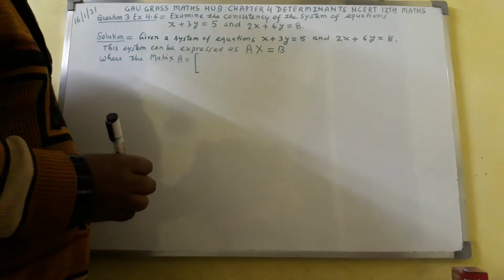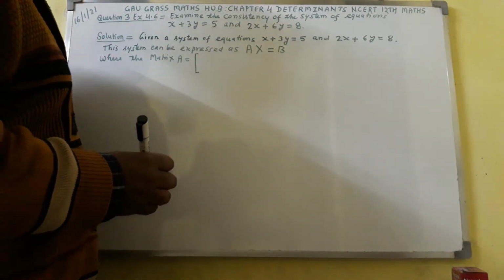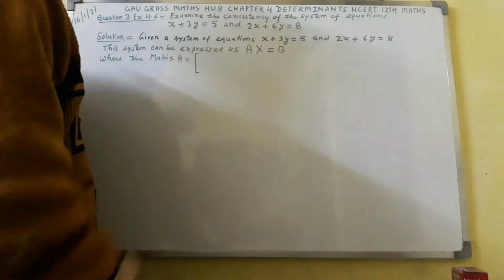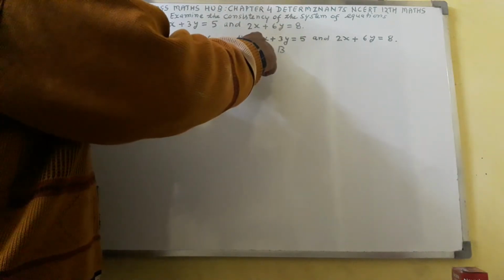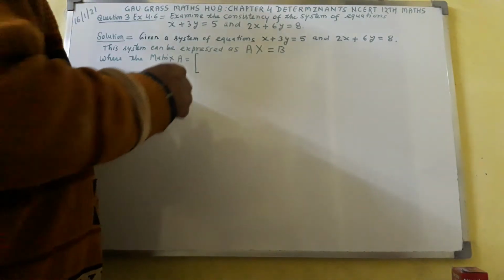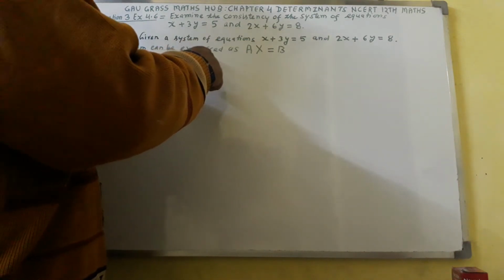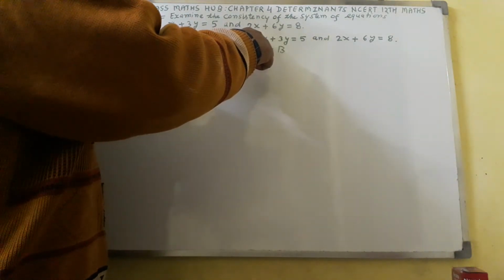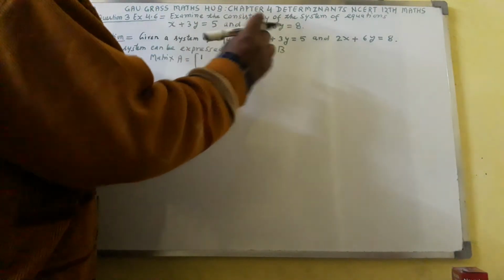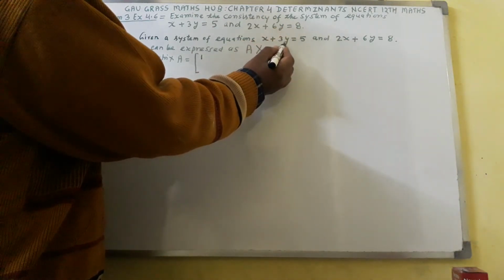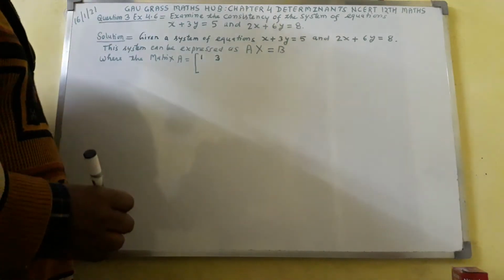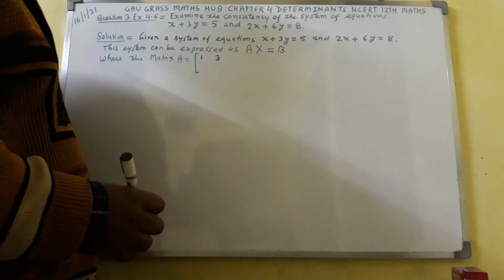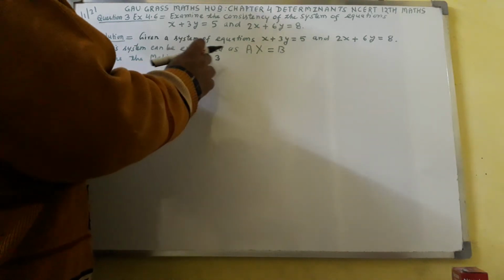The elements of the first row I am going to write. This is the first equation, x plus 3y equal to 5, equation number 1. For the elements of the first row, I shall take the coefficient of x, which is 1, so here write 1. The coefficient of y is 3, so here write 3. So you have got the elements of the first row as 1 and 3.